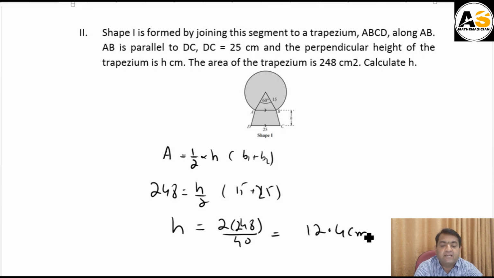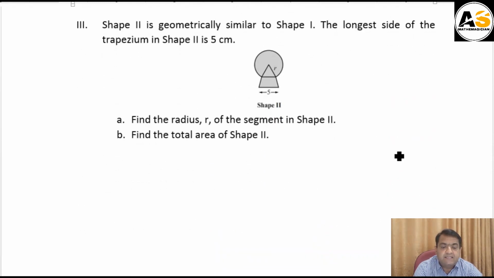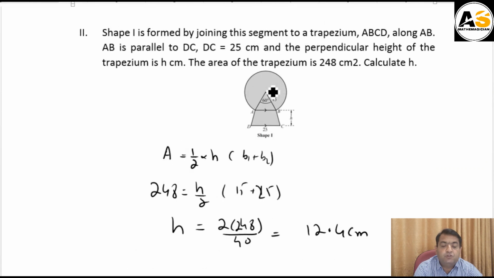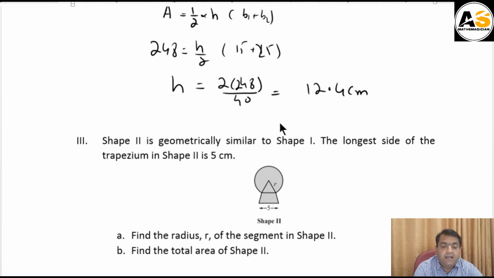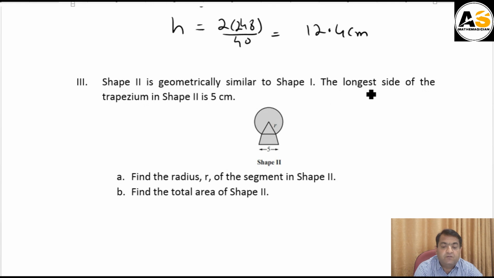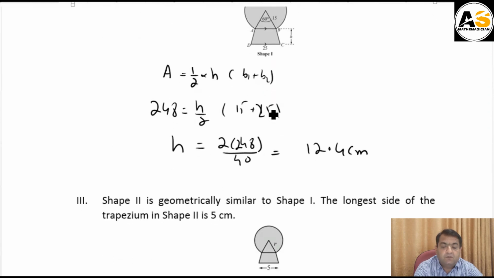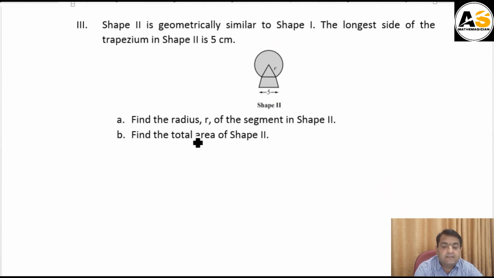Now we move to next part of this question. This shape 2 is geometrically similar to shape 1. And the longest side of the trapezium in shape 2 is 5. It was 25 over here. We have to find the radius r in shape 2.